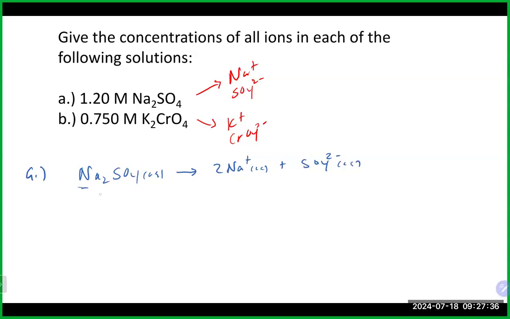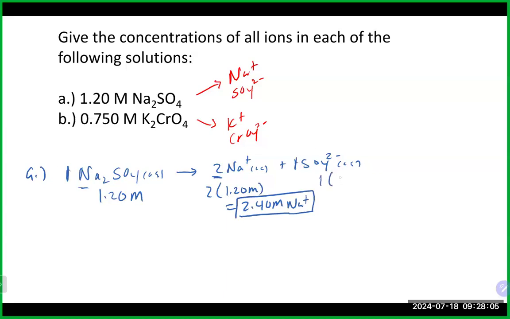That means that if the concentration of this entire thing is 1.2 molar, and we were just interested in the sodium, it is a 1 to 2 relationship. So we would multiply the concentration by 2, and that would give us 2.4 molar for the concentration of the sodium ions. We would do a similar thing for the sulfate, but it is actually a 1 to 1 relationship, which means 1 times 1.2 molar gives us 1.2 molar for our sulfate ion. Any question on either of those two?